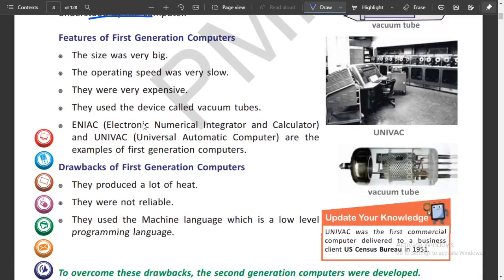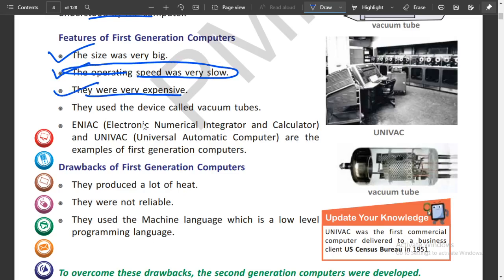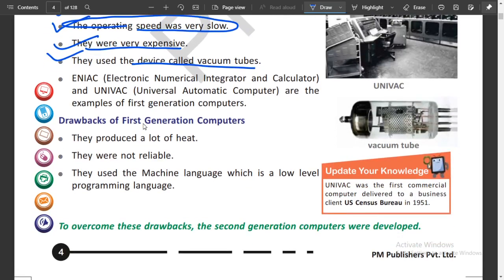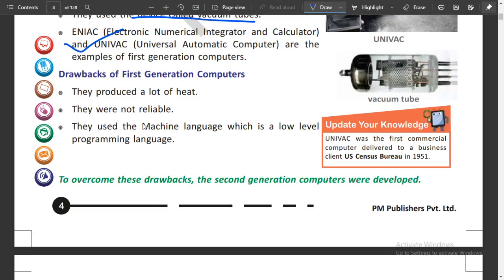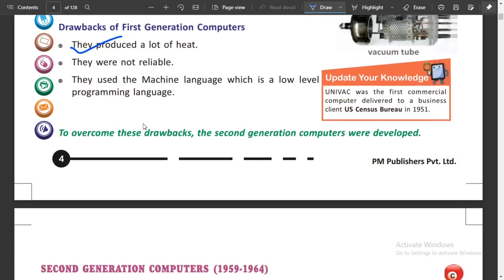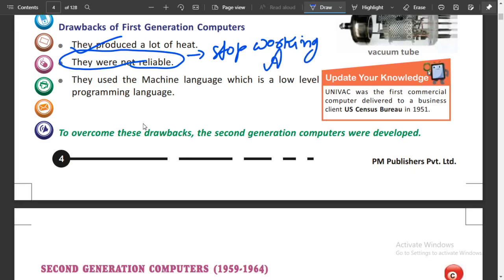Now, what are the features? It was very big in size. Operating speed very slow. They were very expensive. They used devices called vacuum tubes. ENIAC and UNIVAC were examples. Drawback: they produce a lot of heat. Not reliable. They can hang up. They can stop working anytime.